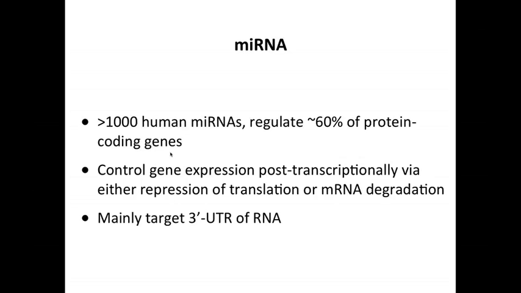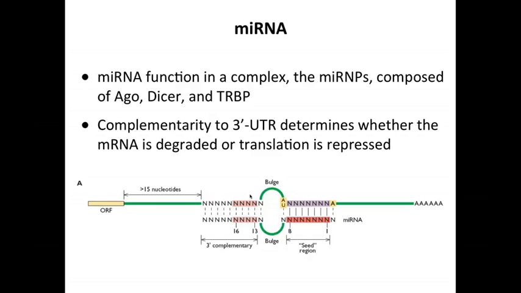The way they work is they bind the 3' untranslated region of messenger RNAs, and they either cause degradation of the mRNA or they repress translation. And this is where we want to talk a bit about this right now. These microRNAs function in a protein complex called the microRNP, and this, in addition to the microRNA, has a number of cellular proteins, one of them called dicer, which you may imagine can dice up the RNA to which the microRNA is pointing. These microRNAs typically are complementary to the 3' untranslated region of the mRNA.